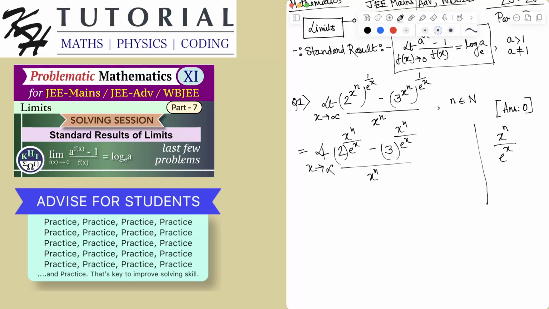When x tends to infinity, x to the power n, since n is a natural number, will tend to infinity, and e to the power x will also tend to infinity.